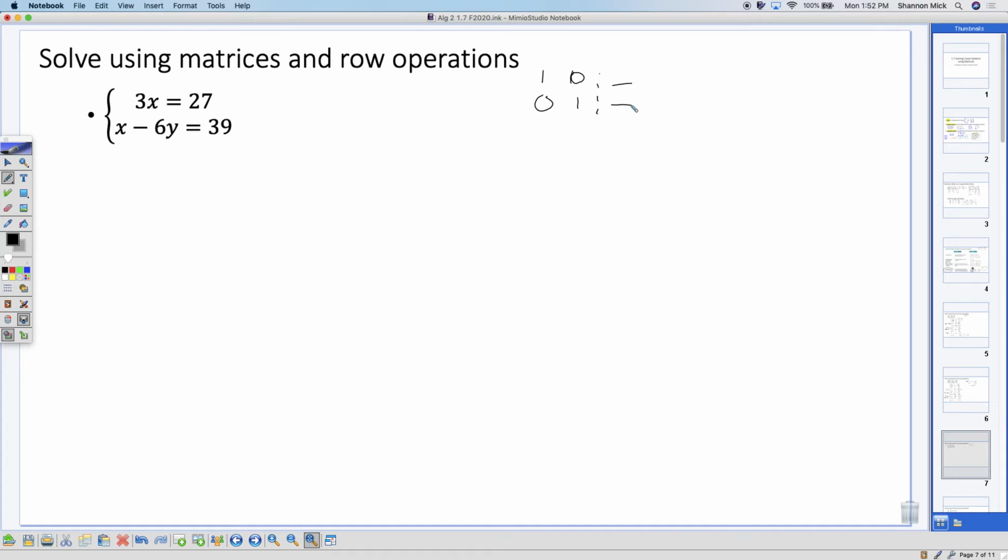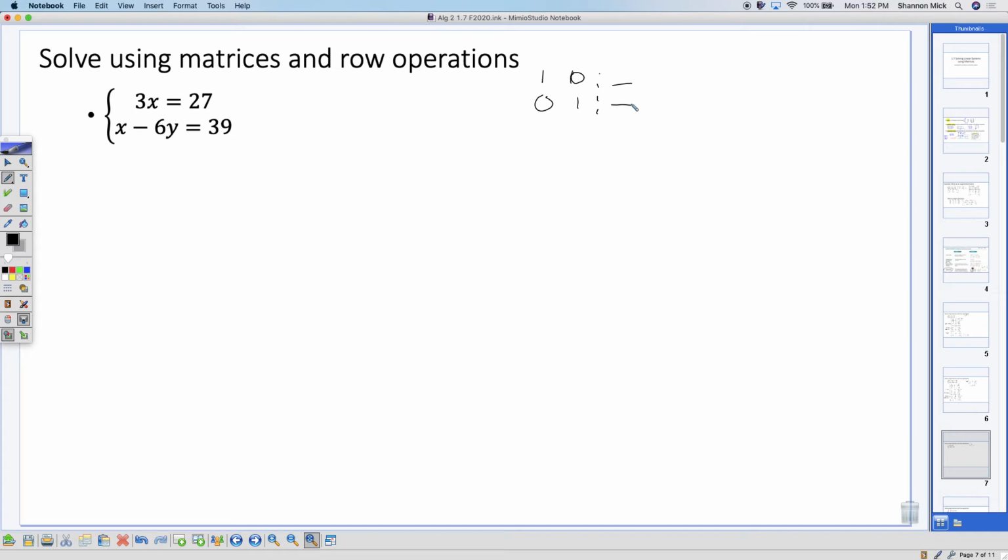Do you guys want to do anything before I write this down? Divide by 3? You could switch the rows. Okay, you want to take 1/3 R1 or switch rows? Then we have to make a 1 in the Y. Let's try the 1/3 R1.